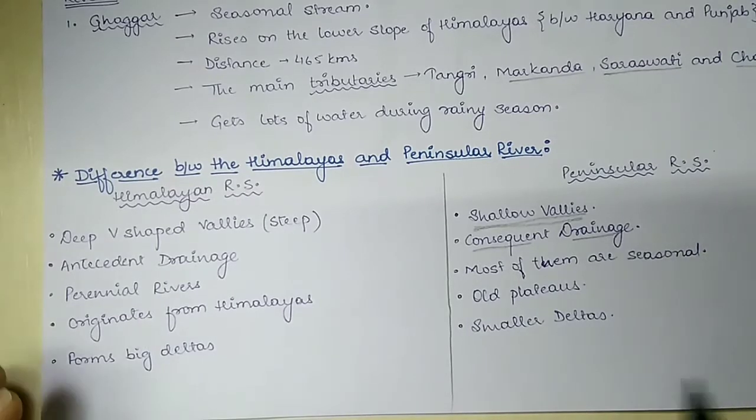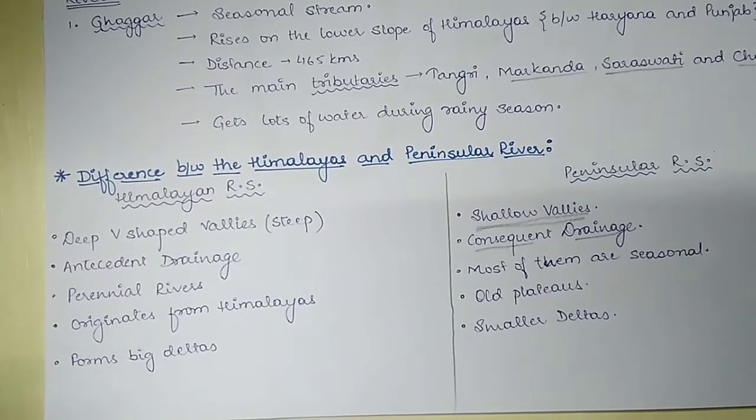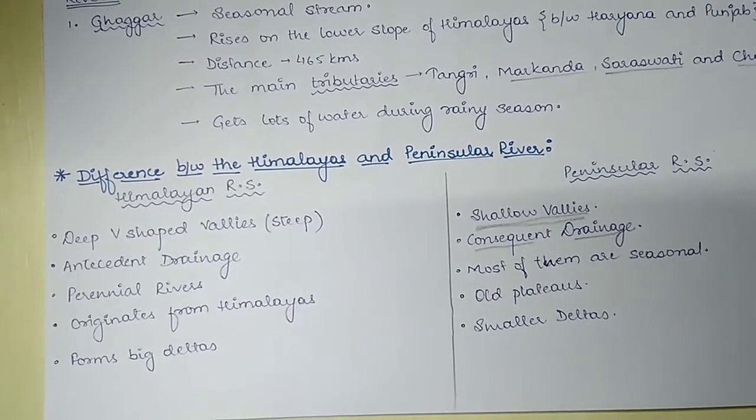Okay. The Himalayan rivers are perennial in nature. That is, the water is flowing throughout the year in these rivers. While the peninsular river system receives water only from rainfall. So the water in these rivers flows in the rainy season and winter season. They dry up in hot seasons.